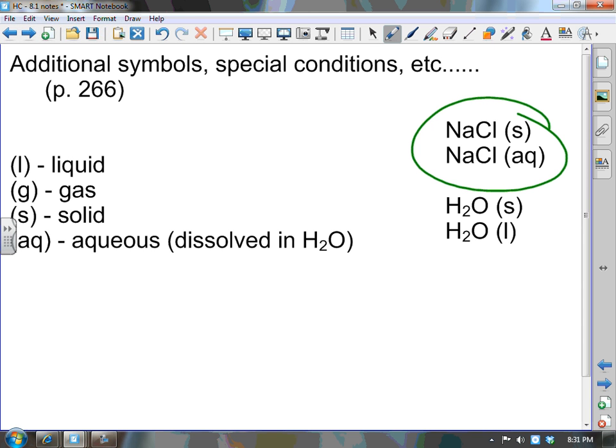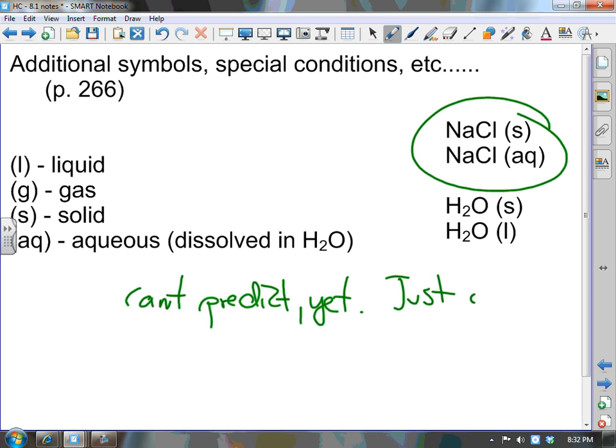You are not going to know what they are just by reading a question or anything like that. All I want you to do is, if you see them, copy them down. You can't predict yet. Just copy them if you see them. And that's all we're going to do with this so far. There will be later chapters where we can predict whether or not it'll be a solid, liquid, or gas.